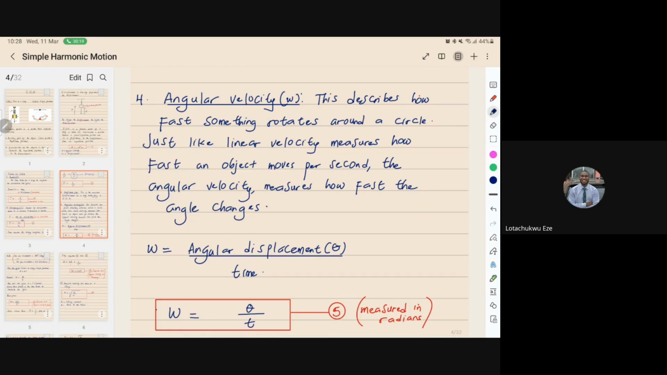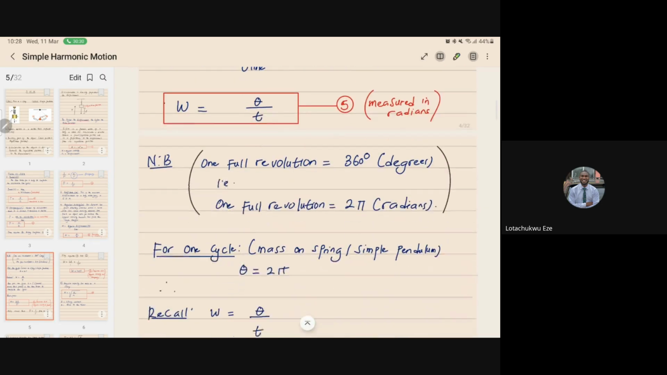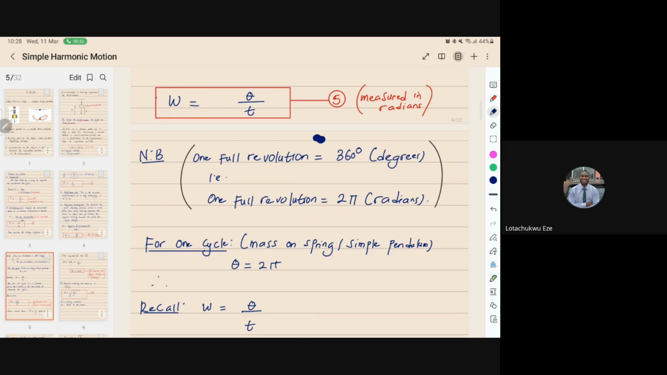I looked at angular velocity, which is a concept that comes from circular motion, right? So in straight line motion, we have linear velocity. In circular motion, you have angular velocity. And angular velocity is simply angular displacement over time and is always measured in radians. But once you complete one revolution, this is the tiny link between circular motion and oscillatory motion, because circular motion is different from oscillatory motion. It's very important that we take note of that. So this is the formula for circular motion.